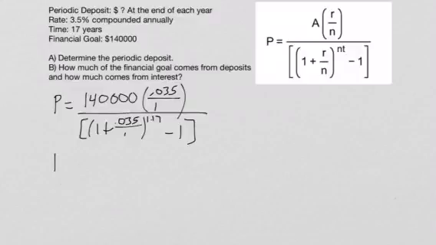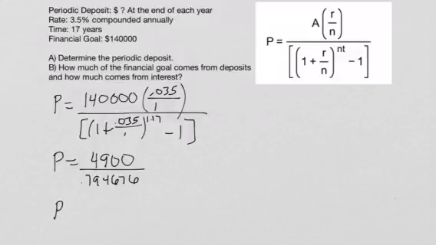So I'm going to calculate the top first. 140,000 times 0.035. The 0.035 is just being divided by 1, and anything divided by 1 is just itself. So 140,000 times 0.035 gives me 4,900 for the top. Now if I calculate the bottom, I get 0.794676. Again, a little bit of rounding there.